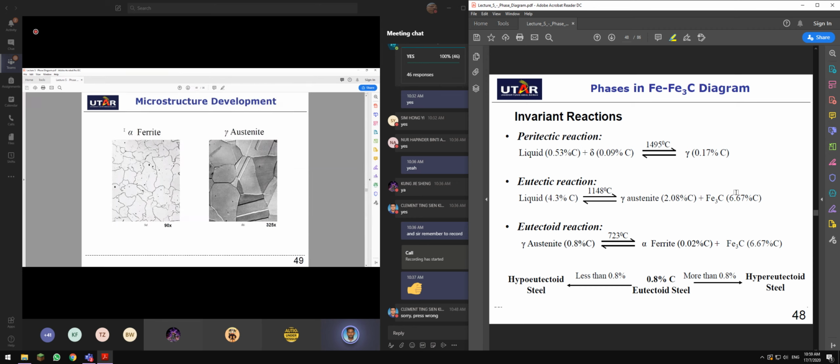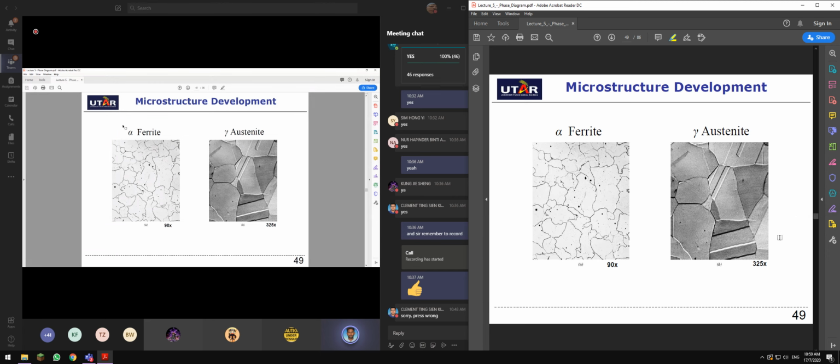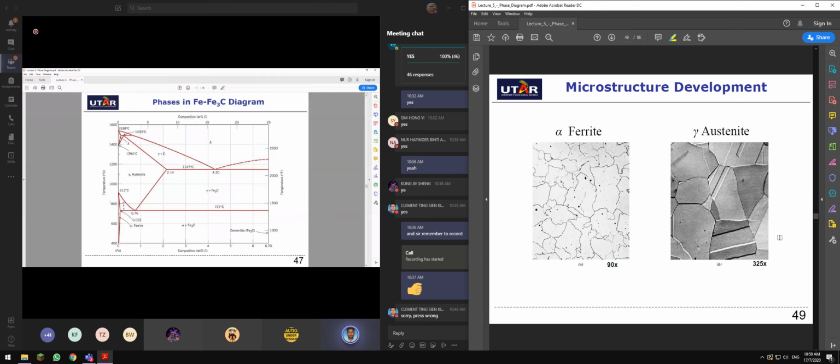If you look at the morphological microstructure of iron carbon steel, this is alpha ferrite and this is austenite. Austenite is more prominent. Alpha ferrite is more random. And alpha ferrite is in this region, less carbon over here, ferrite. And this is austenite, stable at higher temperature.